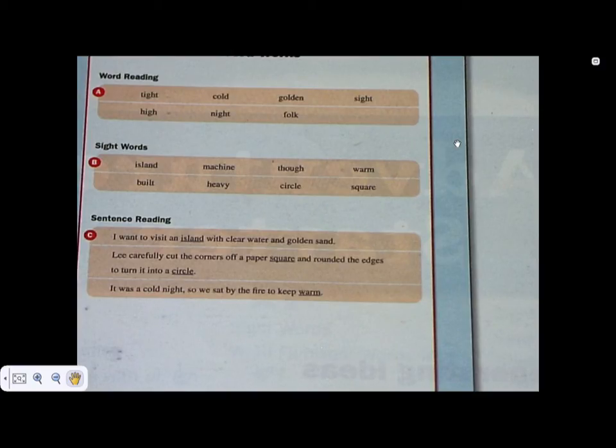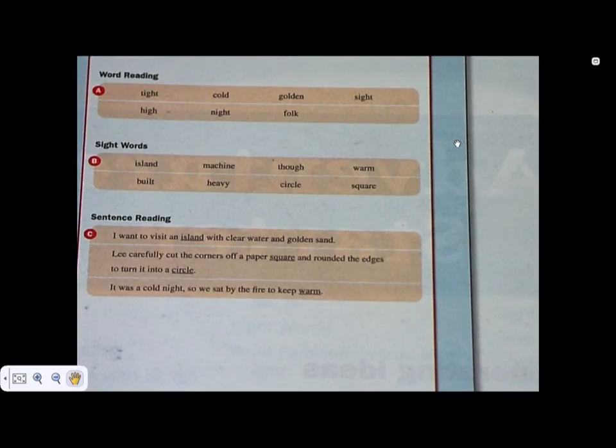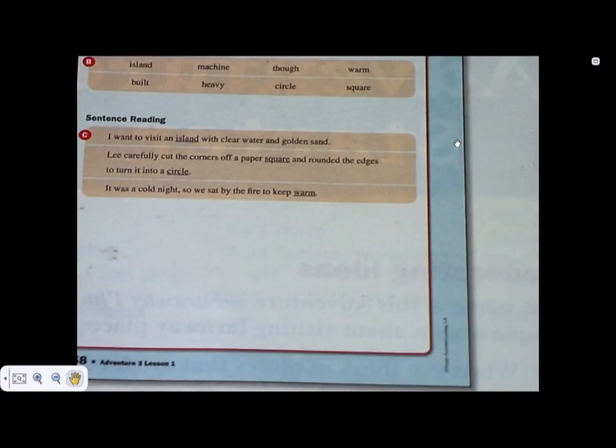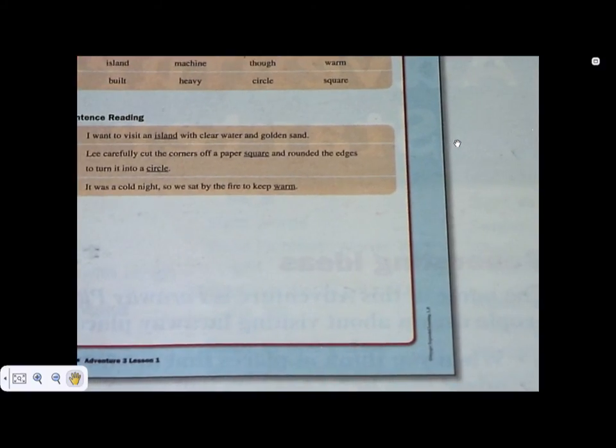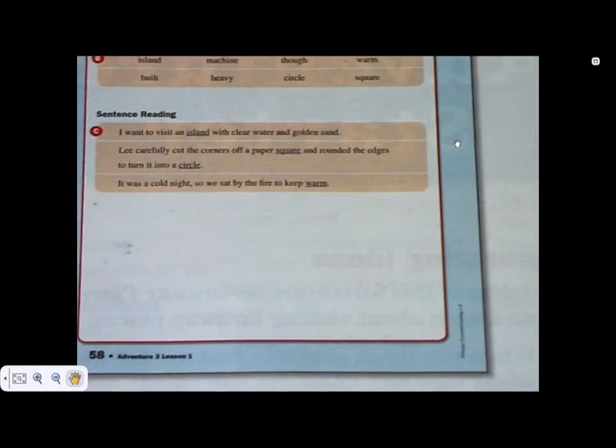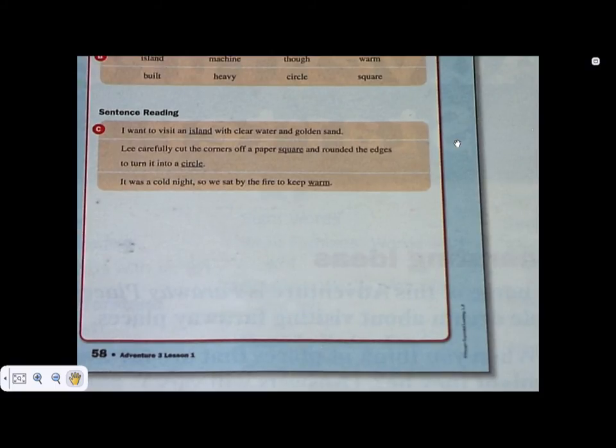Let's move down to the sentences. What I want to do is read the sentences together, which means you can't really leave me, you're listening to me. Stay at my pace. We're going to read them together. You will also have time to read them on your own. So stay with me. Don't try to leave me.